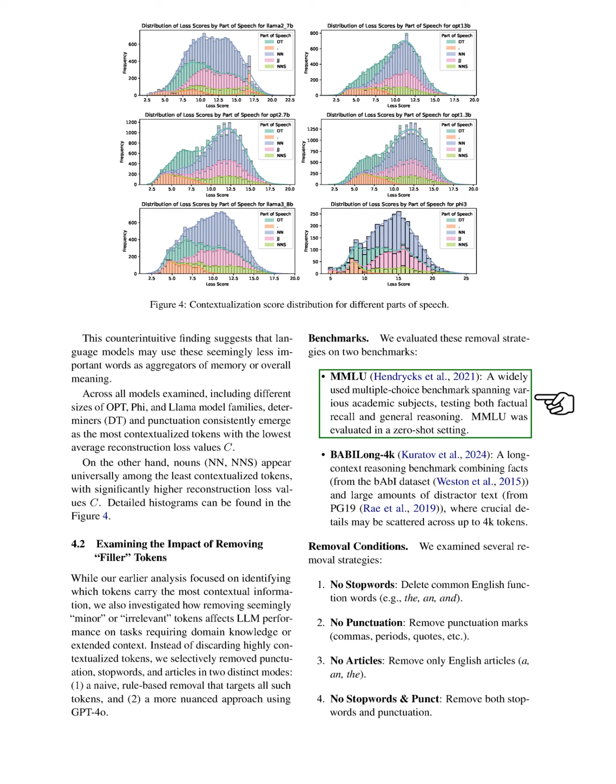For our benchmarks, we evaluated these removal strategies on two tests: MMLU, a multiple-choice benchmark covering various academic subjects, and BABILong 4K, which combines facts and large amounts of distractor text. We examined several removal conditions, including deleting common function words, punctuation marks, and articles, as well as a combined approach and a selective removal using GPT-4o.